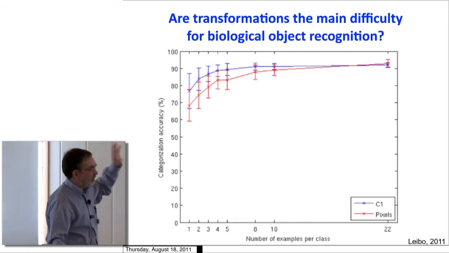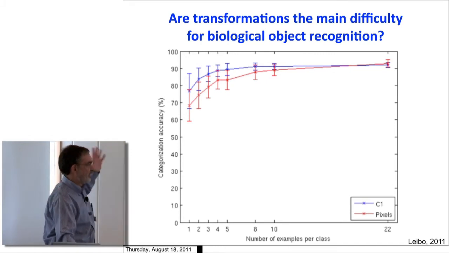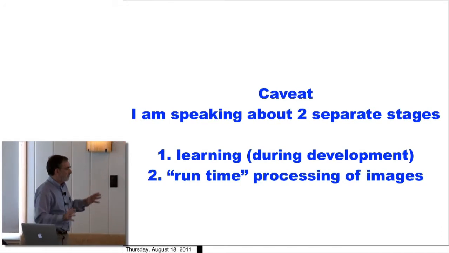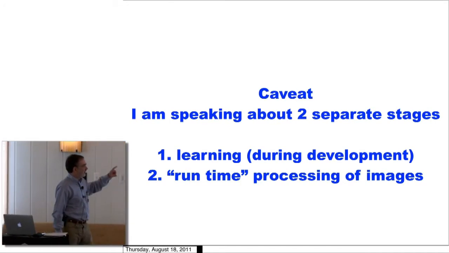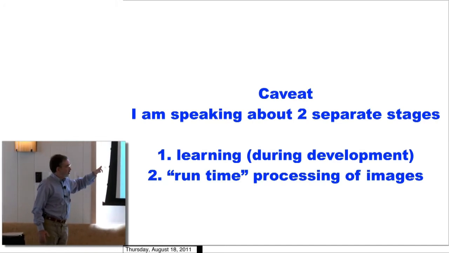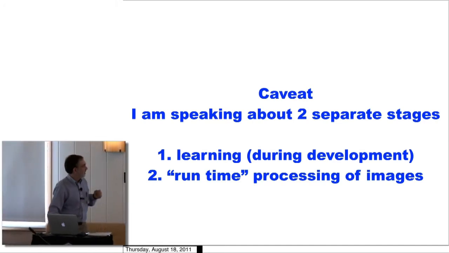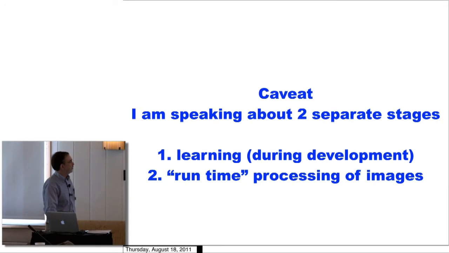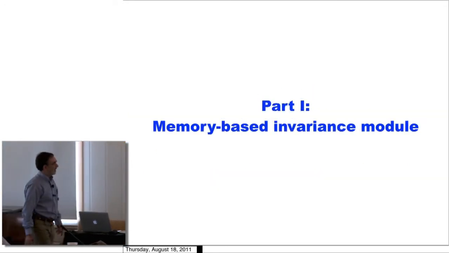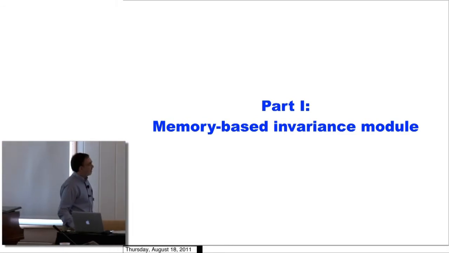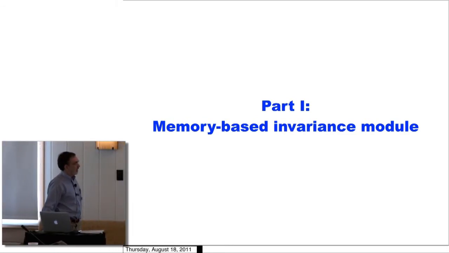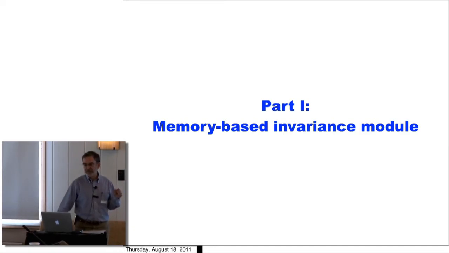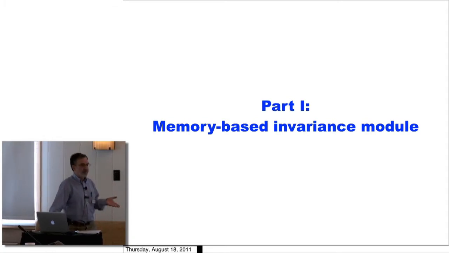So one thing, it may be a bit confusing also because this is the first time I speak about it. I will speak about theoretical arguments for learning that happens during, say, development of an organism. And I'll speak about how you process images once you have learned and things are frozen. I have three parts. One is describing this simple module that can provide an invariant signature for an image or a patch of image.